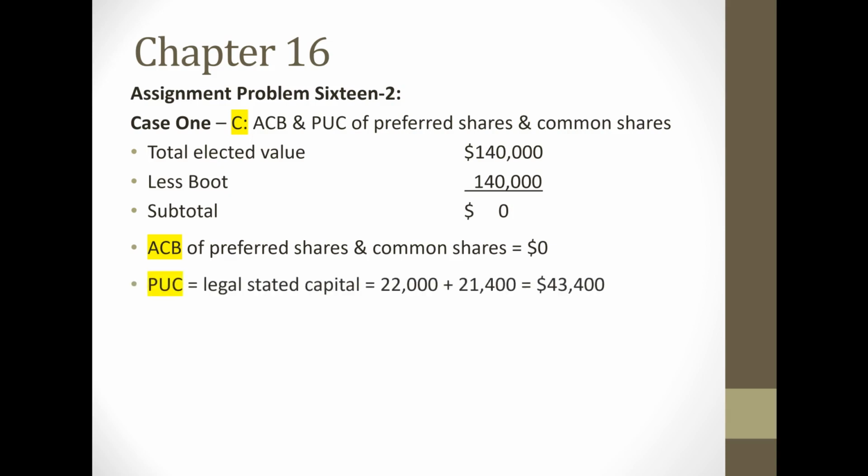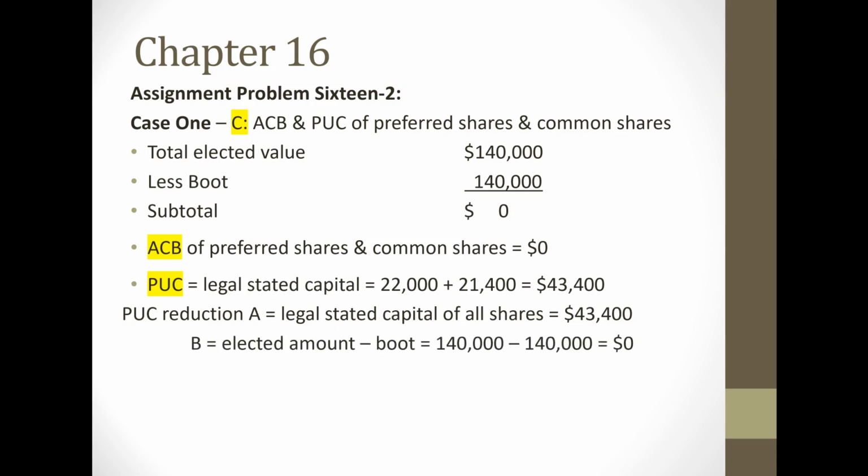Moving on to the PUC, we start off with the legal stated capital, or the fair market value. In this case, the fair market value of the preferred shares is $22,000 and the common shares is $21,400. So the total legal stated capital before the reduction is $43,400. Now we have to look at the PUC reduction. A, $43,400, minus B, the elected amount minus the boot, which is 0. So the PUC reduction, A minus B, needs to be $43,300.